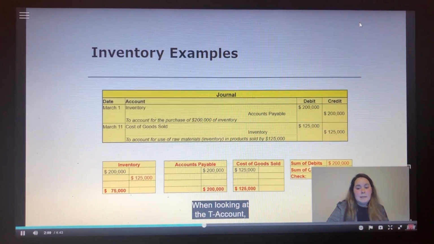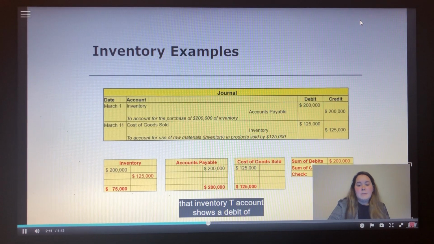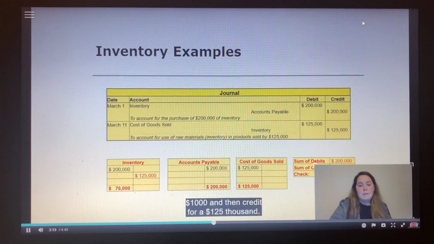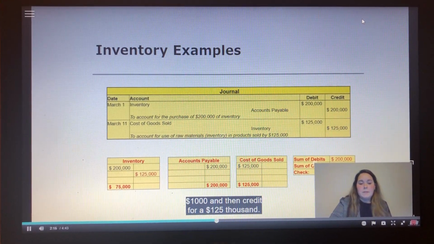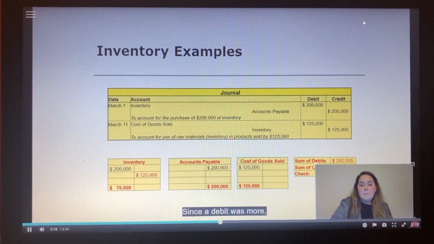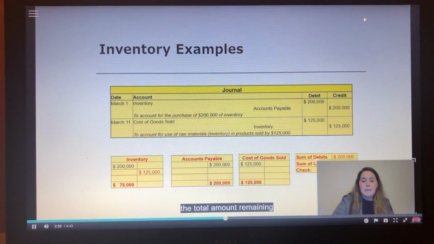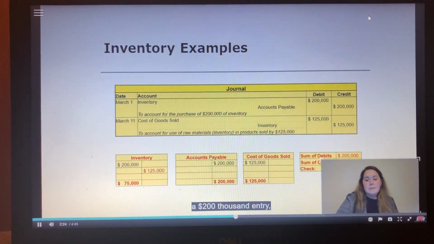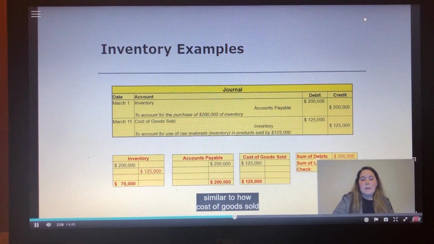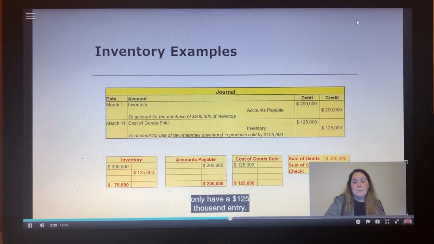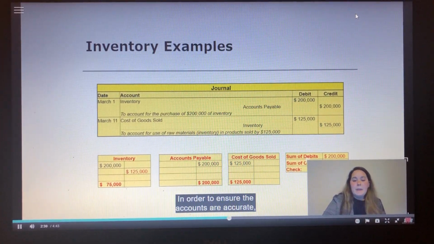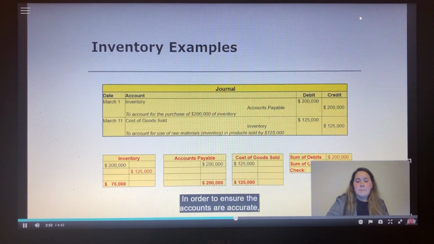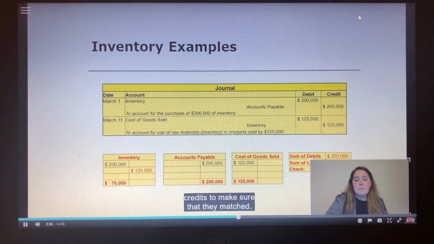When looking at the T account, the inventory T account shows a debit of $200,000 and a credit for $125,000. Since the debit was more, the total amount remaining stays on the debit side. Accounts payable only had a $200,000 entry, similar to how cost of goods sold only had the $125,000 entry. In order to ensure the accounts are accurate, I added up the debits and credits to make sure that they matched.